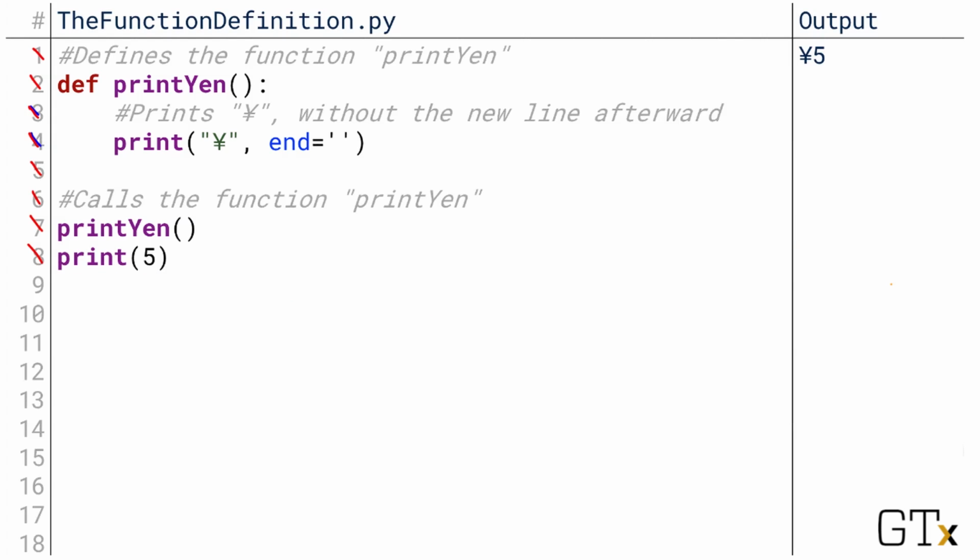So notice a couple things here. First, as we've said before, Python always starts at line 1 and runs the lines of code one by one. That means on line 2, it runs def print yen. What that stands for is define the function print yen. That's where the function is created. We create functions very much the same way we create variables, by defining them in our code.